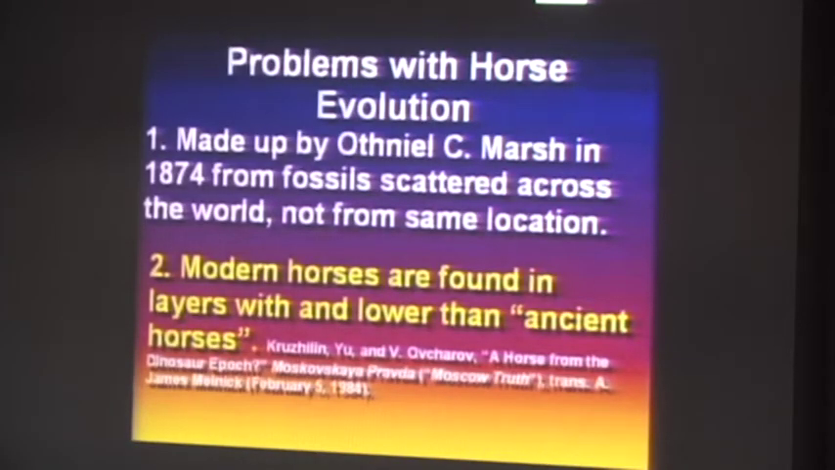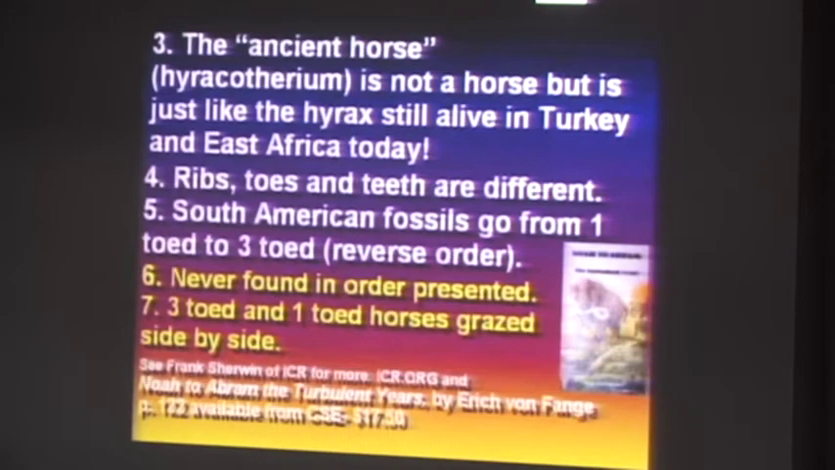Modern horses are found in the same layers as the so-called ancient horse. The ancient horse is just an animal still alive today in Turkey and East Africa. The ribs, toes, and teeth are different. In South America, the fossils are in the reverse order. Real problem. They're never found in the order presented in the textbooks.